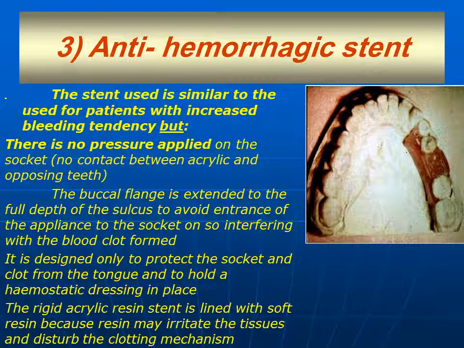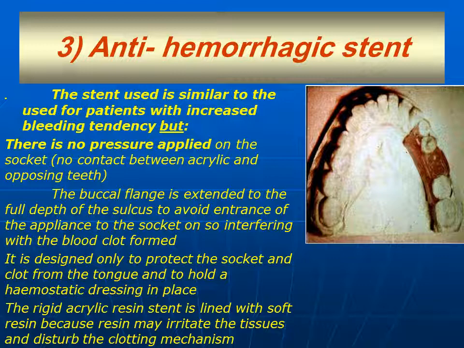Therefore, the stent used is similar to the one used for patients with increased bleeding tendency, but there is no pressure applied on the socket, no contact between the acrylic resin anti-hemorrhagic stent and the opposing teeth. The buccal flange is extended to the full depth of the sulcus to avoid entrance of the appliance to the socket and so interfering with the blood clot formation.